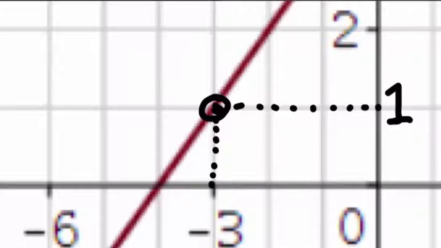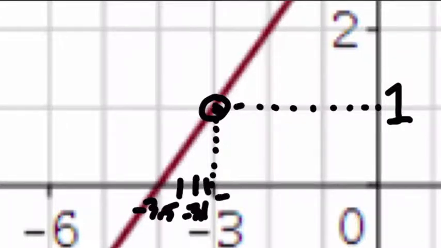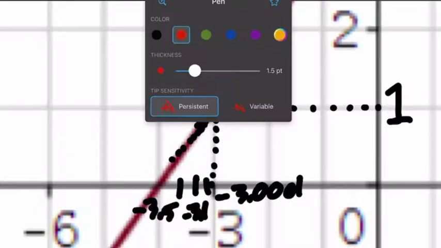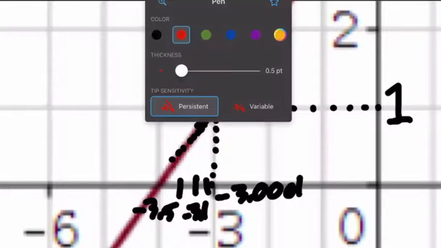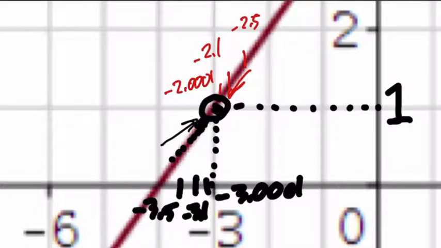But as I have values that are closer and closer to negative 3, so maybe like negative 3.5, and then negative 3.1, and then negative 3.0001, as I get closer and closer, I can see that my y value is getting really close to 1. And if I approached from the right, so maybe I started at like negative 2.5, and then negative 2.1, and then negative 2.0001, as I get closer and closer, I see my y value is once again approaching 1. So as I approach from the left and from the right, I'm ending up at the same value.